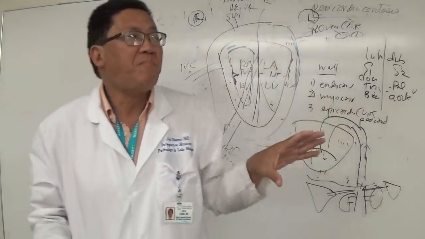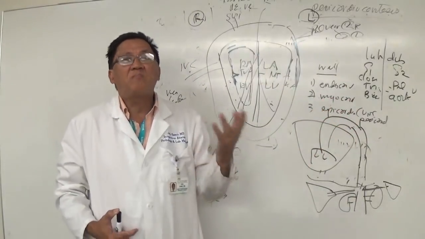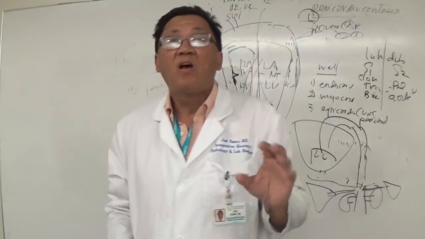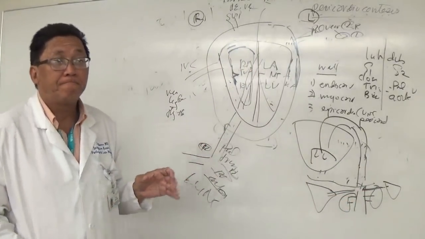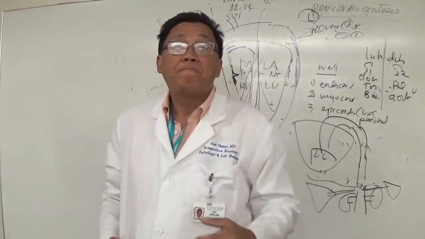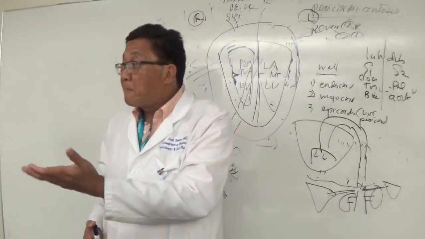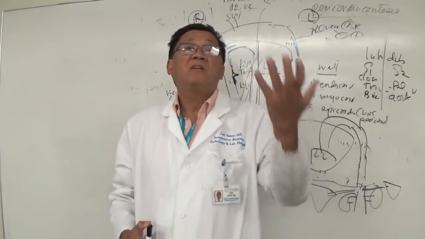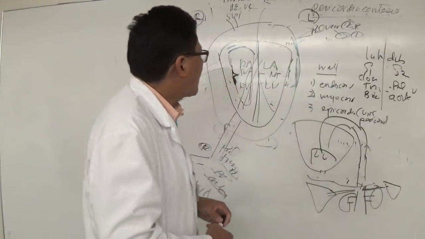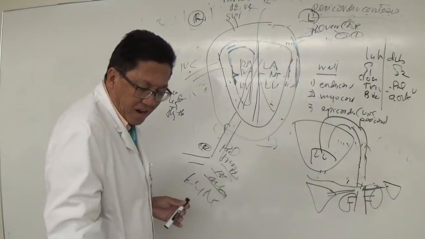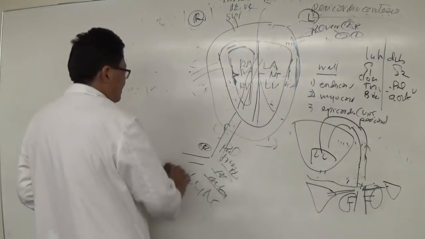Now, what will make the muscles contract? When the muscles contract, it's called systole. When the muscles relax, it's called what? What makes the muscles contract? Electrical impulses. Coming from where? SA node. Pacemaker of the heart. What is the primary pacemaker of the heart? SA node. Okay. So the idea, therefore, is, let's try to erase this.